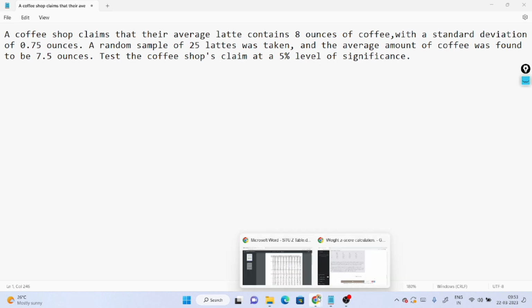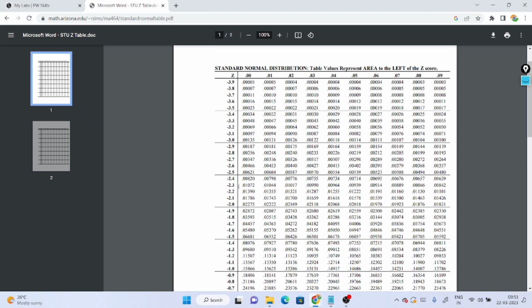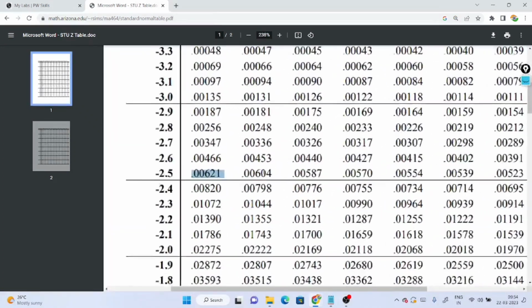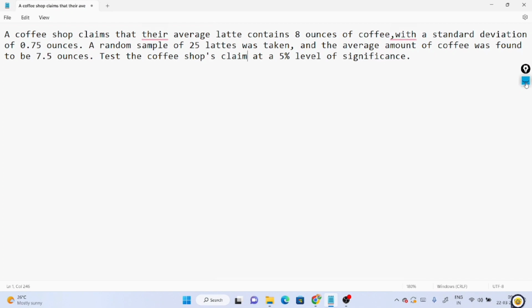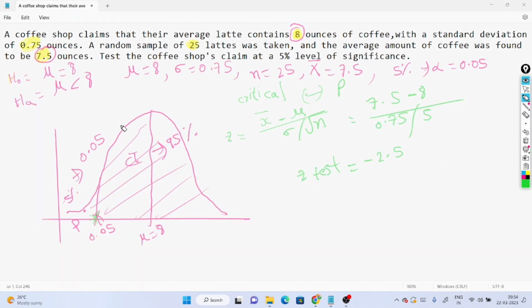You can find the Z table from Google by typing Z table PDF, and you will get something like this when you enter any of the websites after searching in Google. So we have to find Z with respect to 2.5. Here is 2.5, and after 2.5 we don't have any more decimal points, so I can consider this column and this row. So my Z value is going to be minus 2.5. That's why my critical value is going to be 0.00621. I'll write it here. So my critical value is equal to 0.00621.